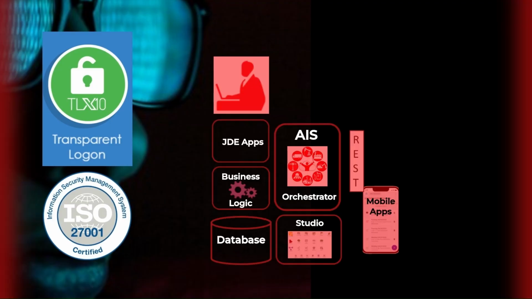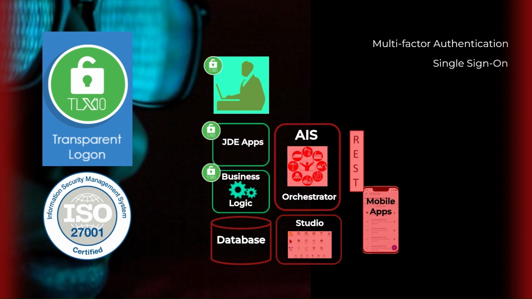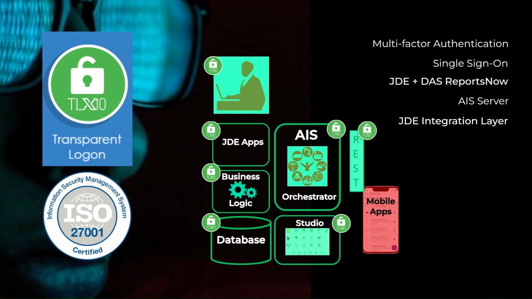We think it is a best-in-class MFA SSO solution, which we call TLX10, so transparent logon. What this enables after authentication, which brings with it things like SSO for JD Edwards, as well as associated applications. If you're running reports now, you can also provide SSO MFA functionality for that. Unlike some other solutions out there in the marketplace, we also manage the AIS server, which is the integration layer from a JD Edwards perspective, and can sit across Orchestrator as well as mobile applications that we have.